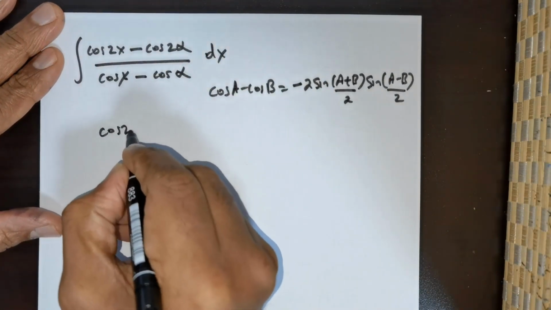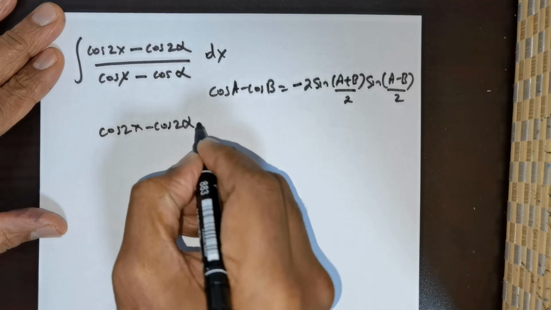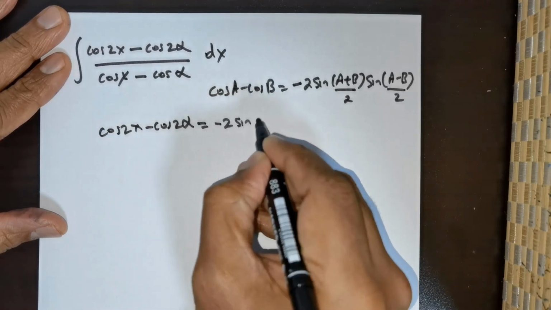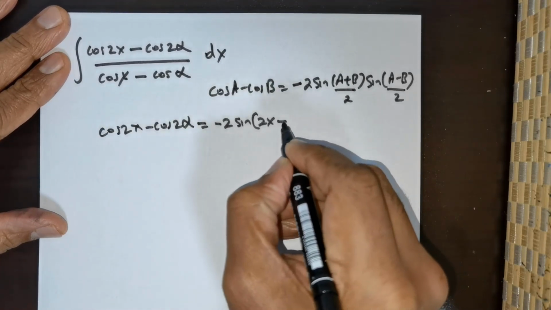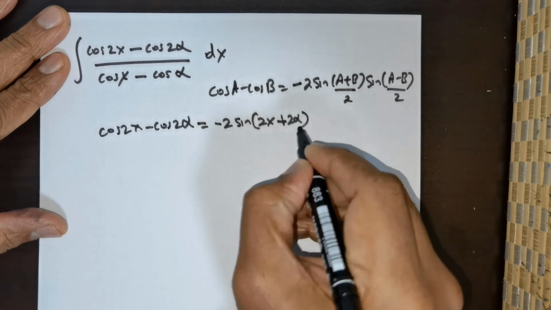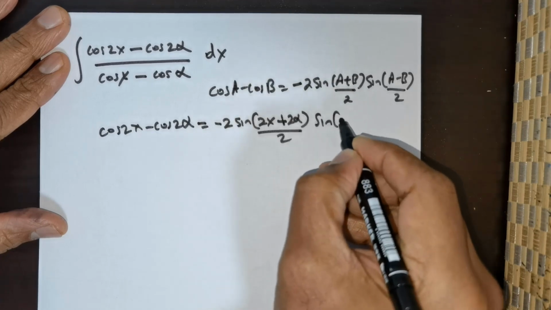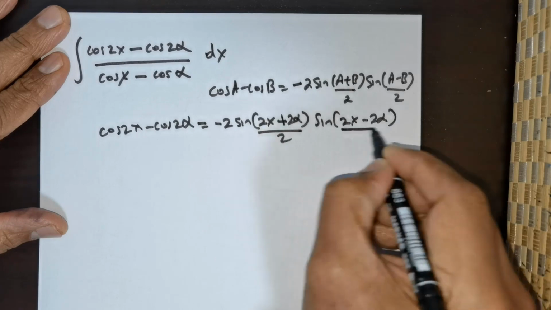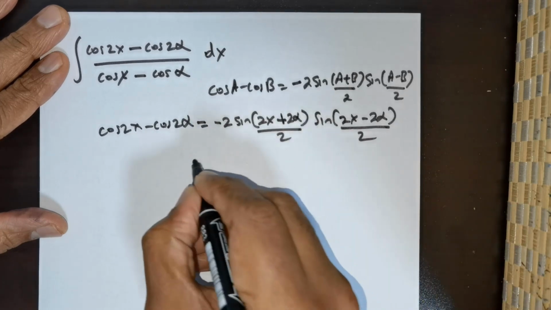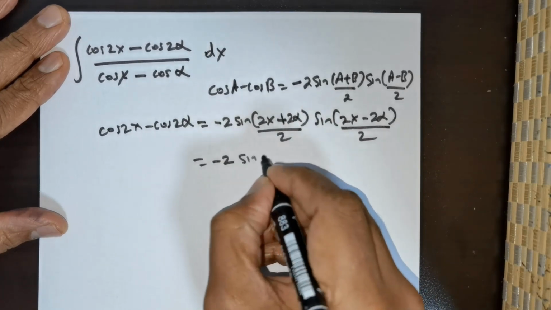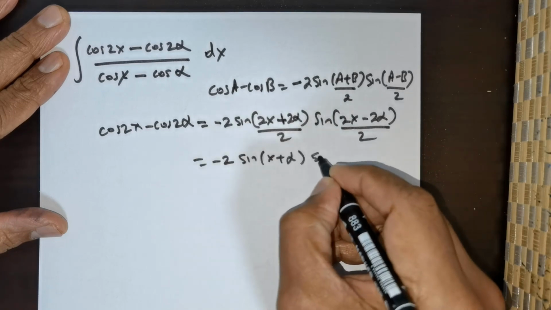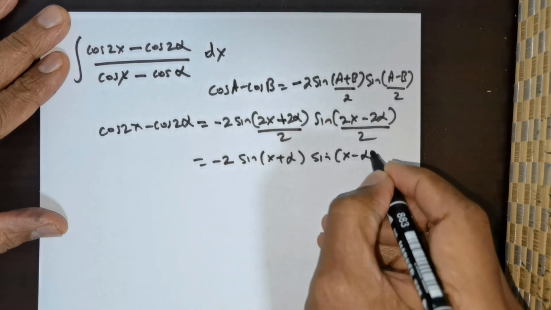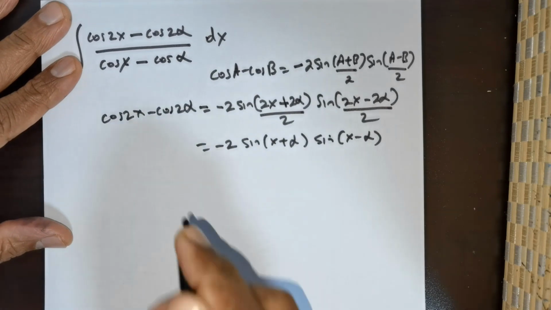So first let me rewrite cos 2x minus cos 2 alpha as minus 2 times sine of (2x plus 2 alpha) divided by 2 times sine of (2x minus 2 alpha) divided by 2. Now the 2's can be cancelled, so you have minus 2 times sine of (x plus alpha) times sine of (x minus alpha). So this is what you've got.